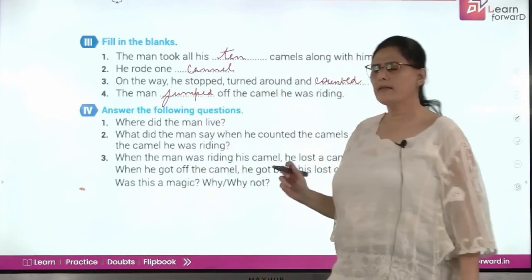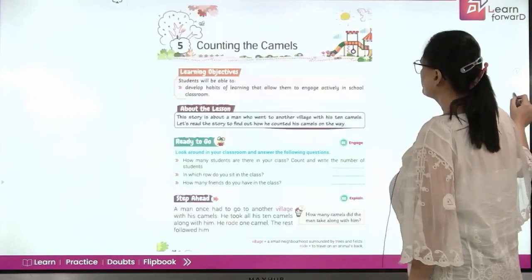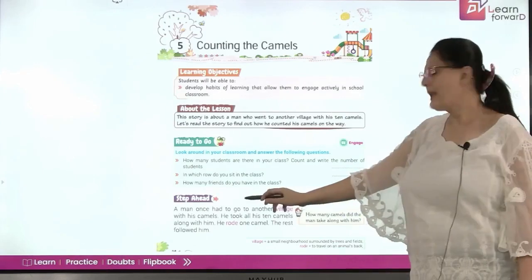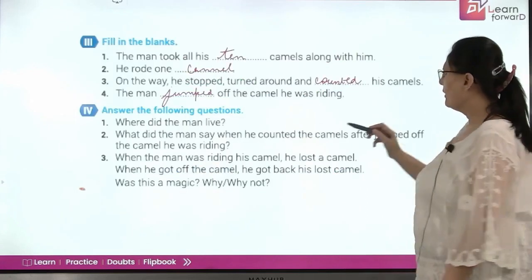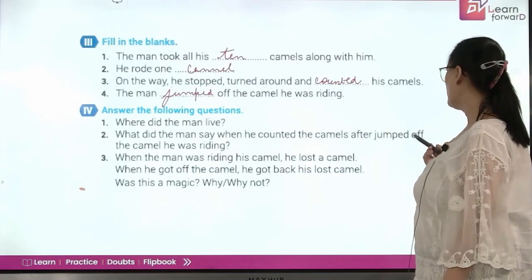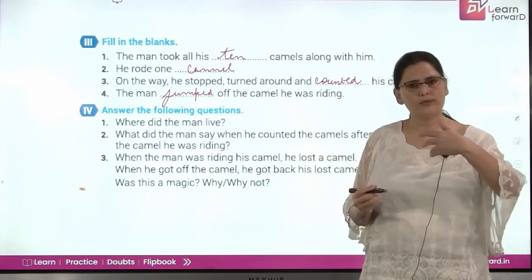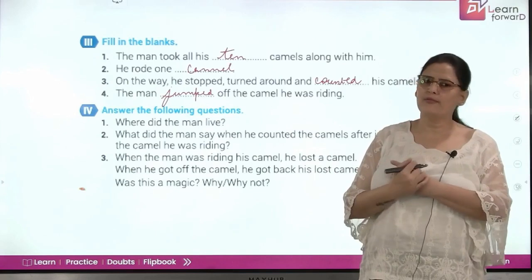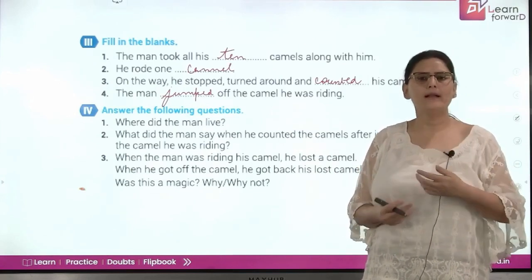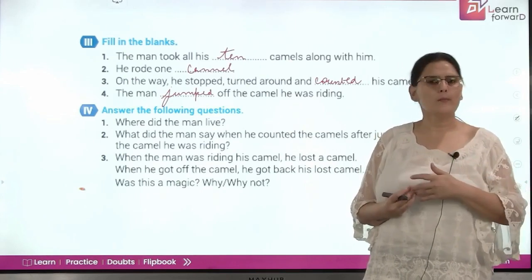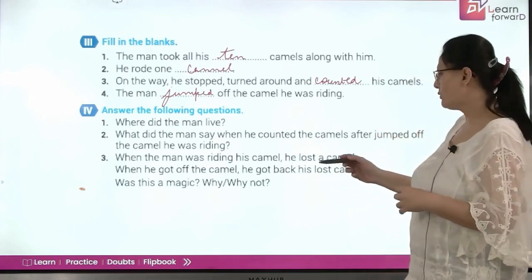Now the question answers. Where did the man live? The man lived in a village. What did the man say when he counted the camels after jumping off the camel he was riding? When he jumped off the camel, he said that finally he will walk and he will not ride the camel, because when he was riding the camel, there was one camel missing. So it's better to walk and keep an eye on the rest of the ones.